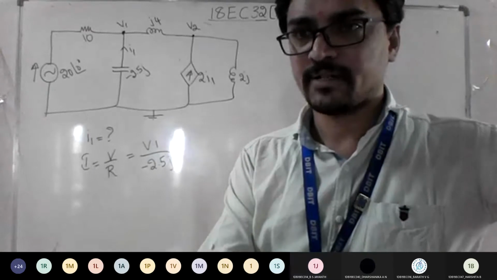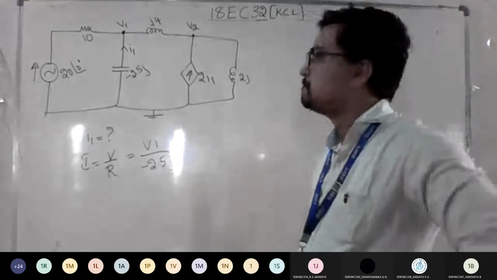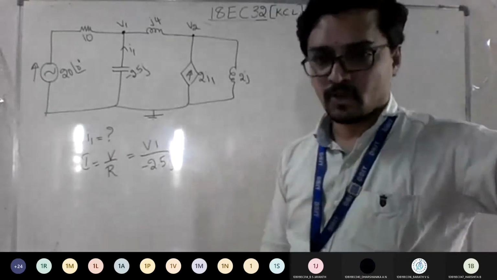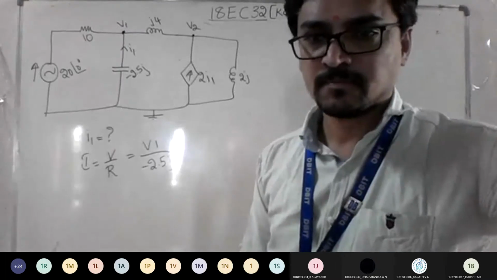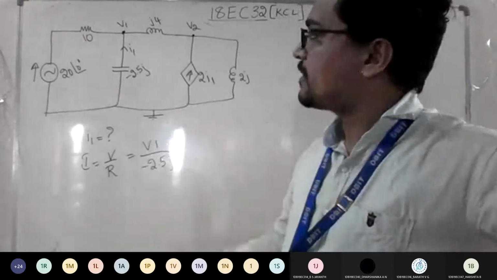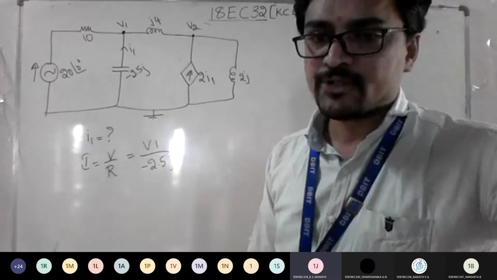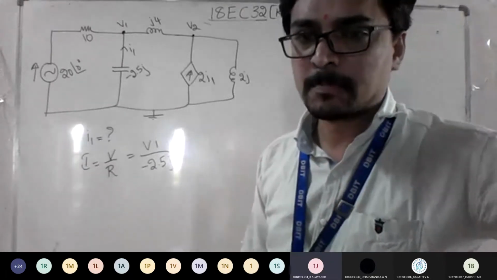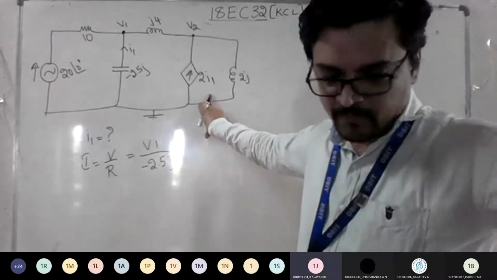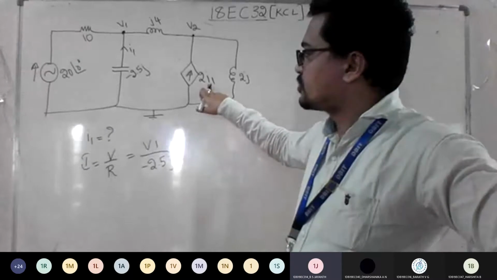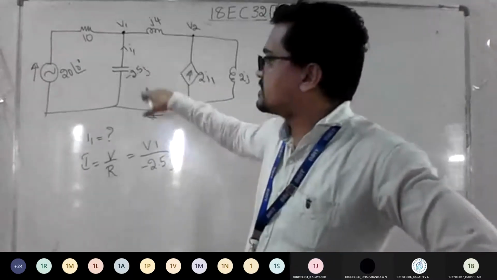Okay, go ahead. Does any supernode concept come here? Is there an ideal voltage source between the nodes? No, sir. Is it a dependent problem? Yes, sir. What type of dependent source is it? A current-dependent current source. You can look here: the source is a current and it depends on I1. So where is I1? I1 is across this.